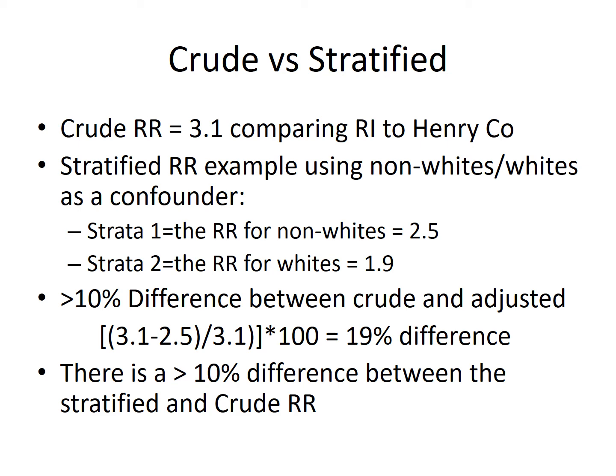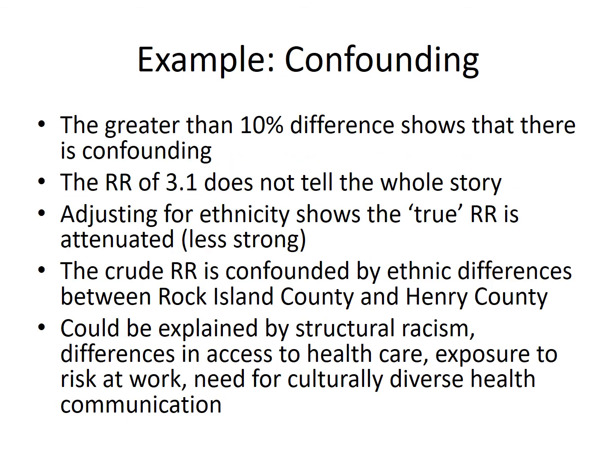So the risk ratio for whites is an even greater difference. So that is a much greater than 10% difference between the stratified risk ratio, so both of them are going to be greater than 10%, and the original crude risk ratio. So in the example that I've given, we found confounding. The stratified results are greater than 10% different from the crude.